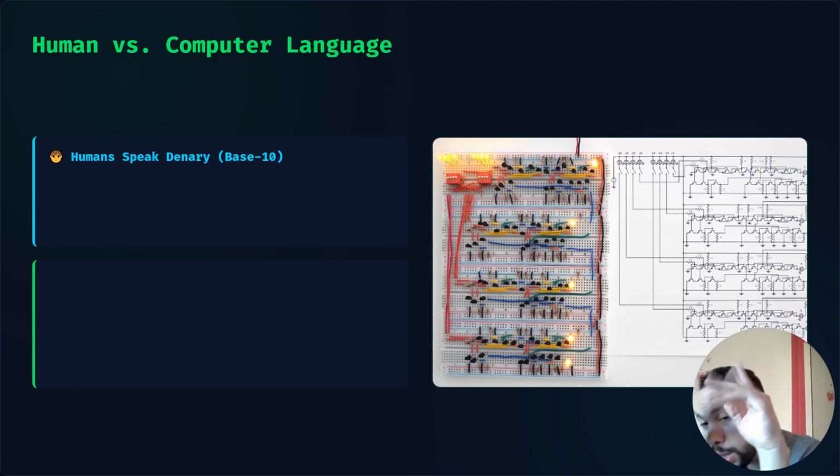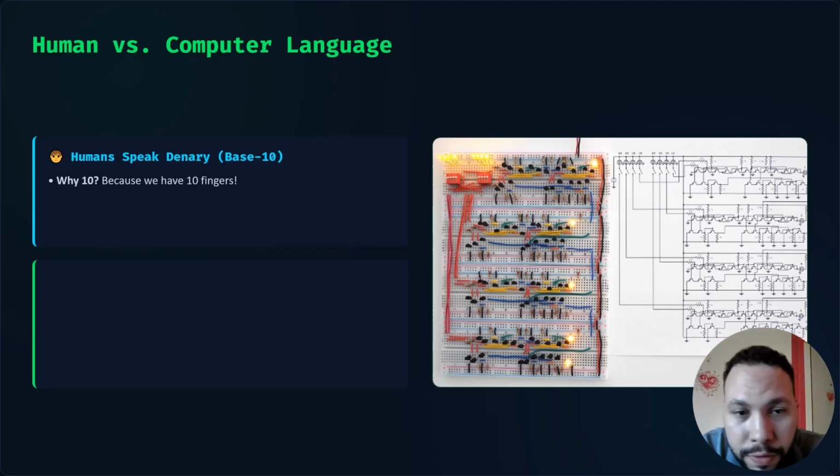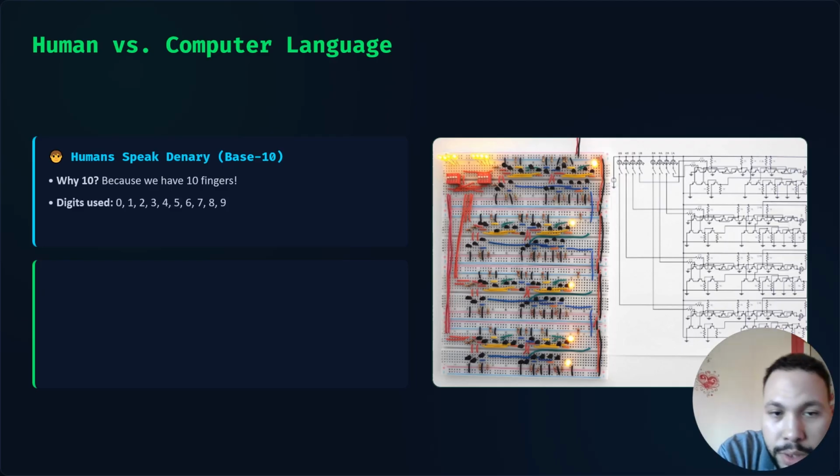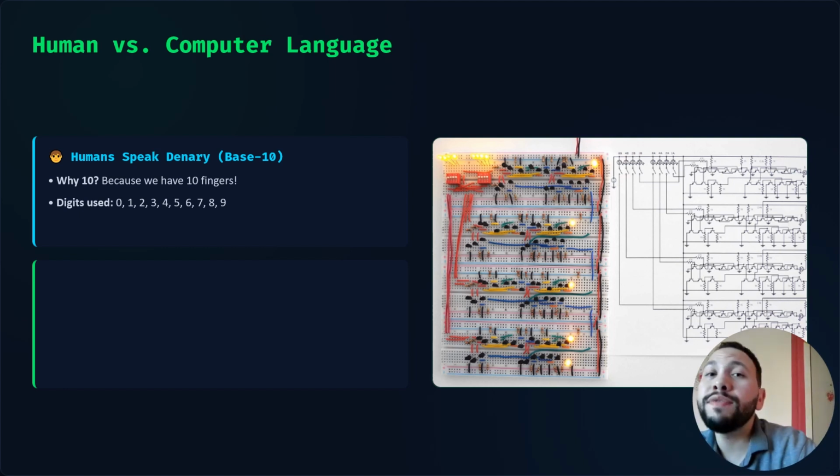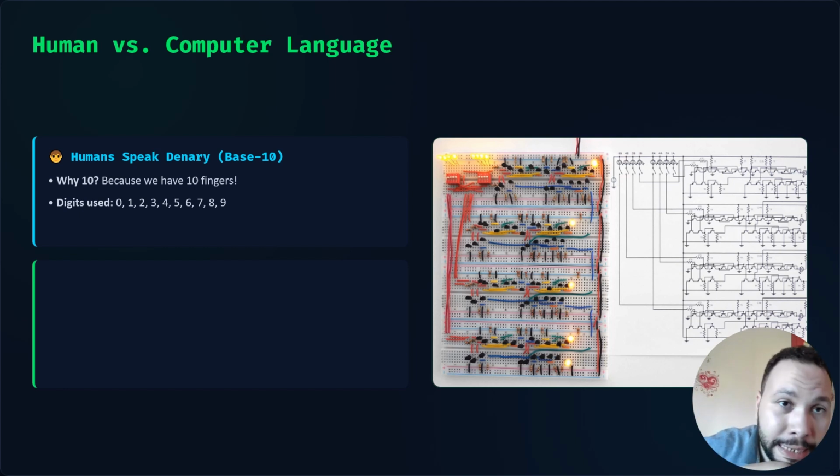Because we have how many fingers? Exactly, 10. Base 10, 10 fingers. So, why 10? Because we have 10 fingers. Amazing. We use not 1, 2, 3, 4, 5, 6, 7, 8, 9, 10, but we use 0, 1, 2, 3, 4, 5, 6, 7, 8, 9. These are the digits that are used in our system.